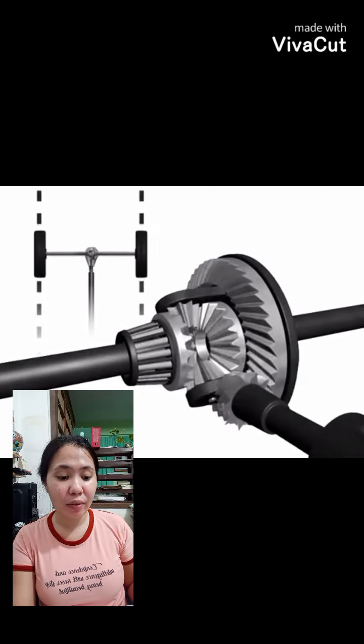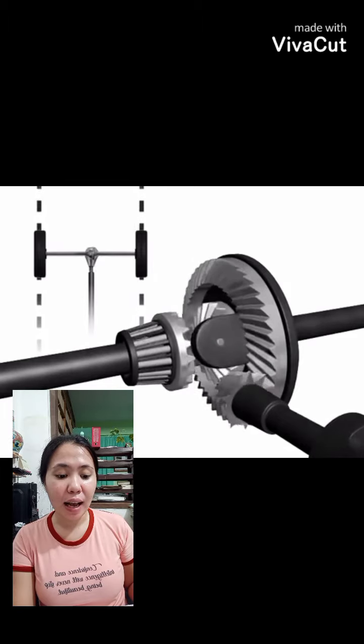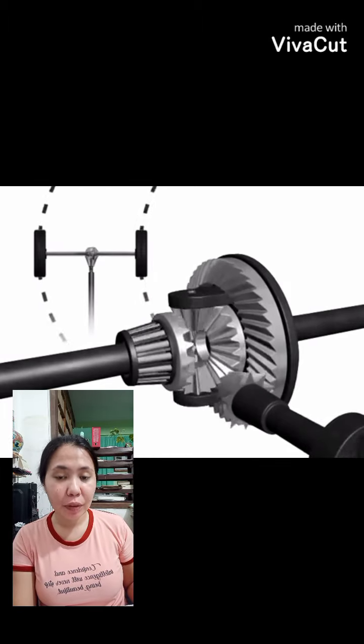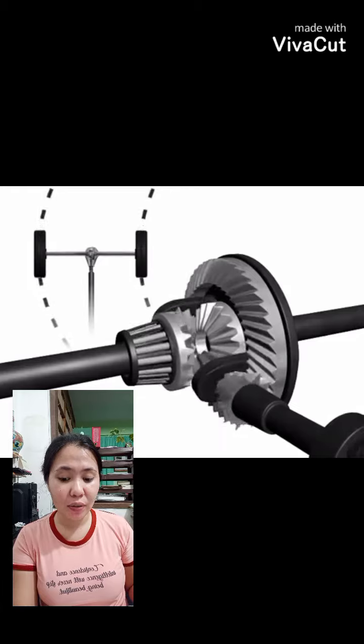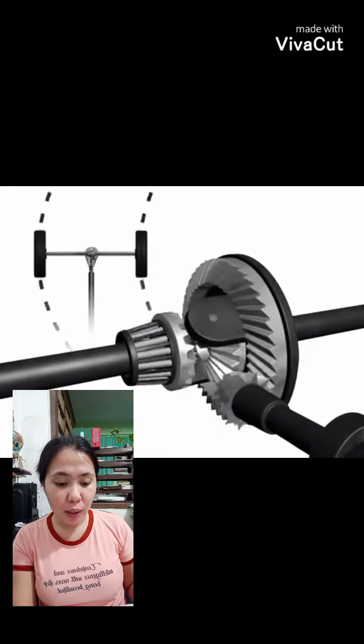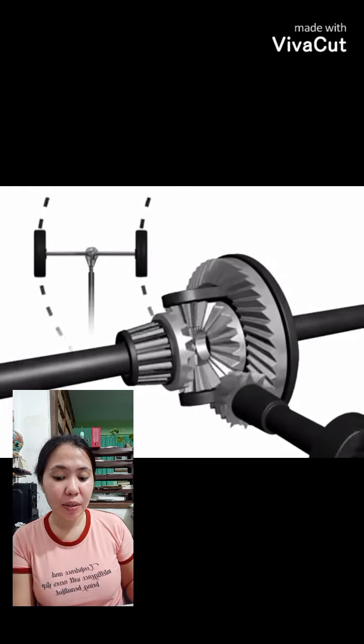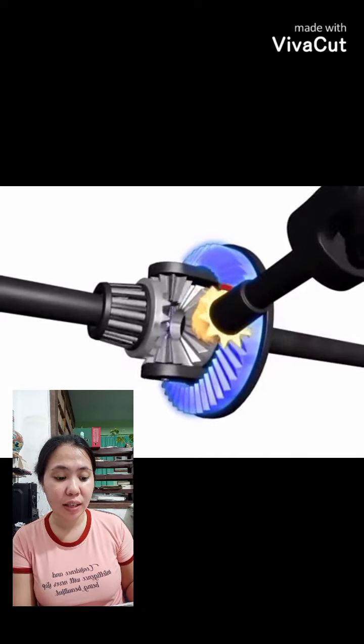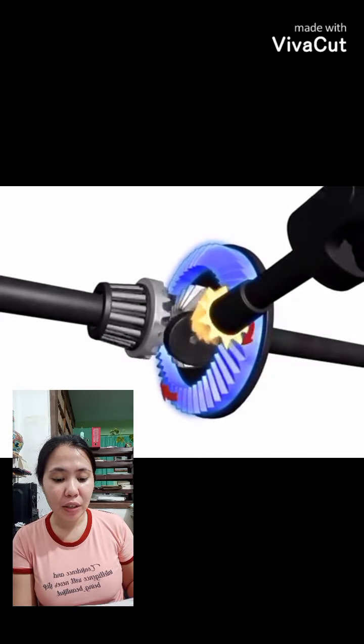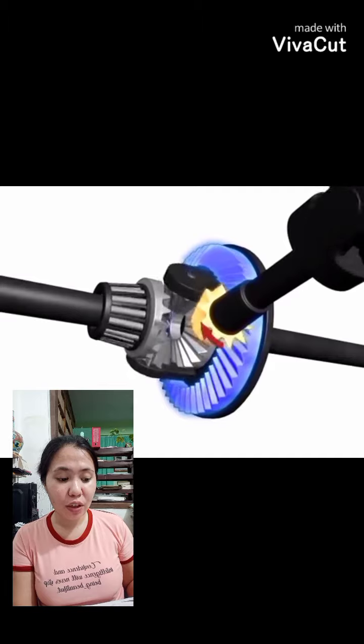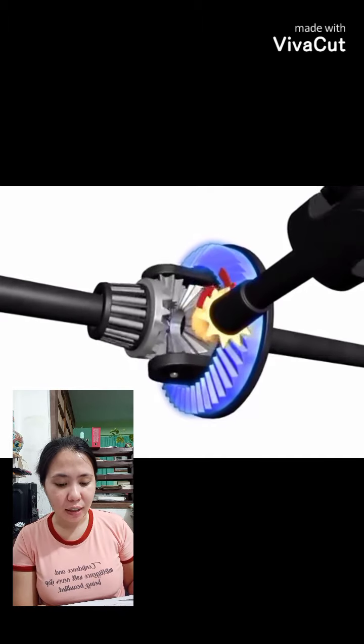When the vehicle is traveling straight, the left and right axles turn at the same speed. When the vehicle is turning, the difference in rotating speed between the two axles is compensated for by the differential's gears. Notice that the pinion gear turns at a different speed than the ring gear.